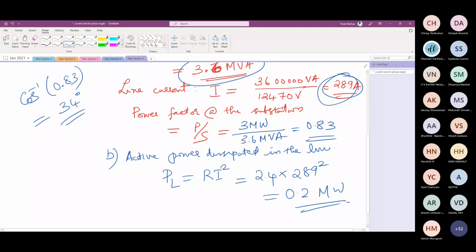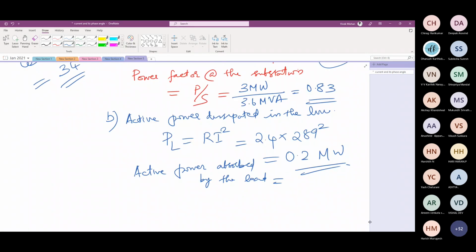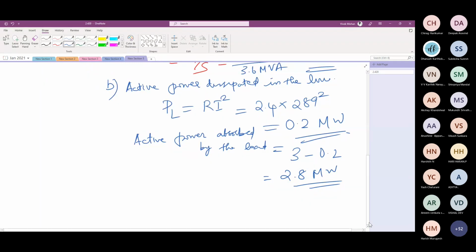Good. Now, active power absorbed by the load. How will I find active power absorbed by the load? So 3 minus 0.2, which is equal to 2.8 megawatts. So I got the active power absorbed by the load.